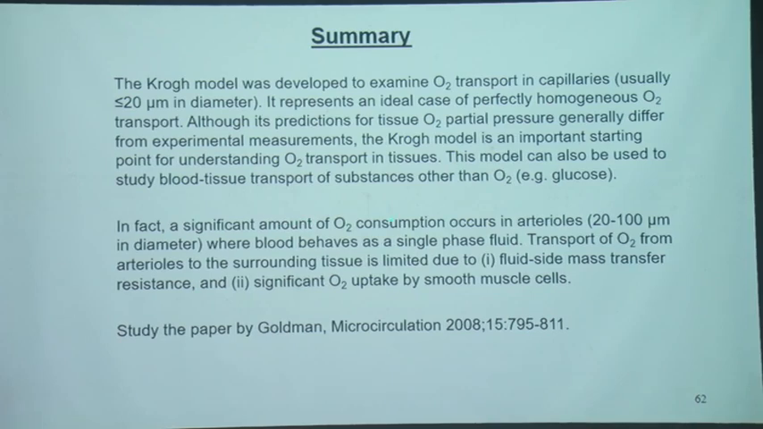A significant amount of oxygen consumption actually occurs in arterioles. These are the vessels in a range of 20 to 100 microns in diameter. In this range, you can still consider blood as a single-phase fluid. And here, the transport of oxygen from arterioles to the surrounding tissues is actually limited due to the fluid side mass transfer resistance.